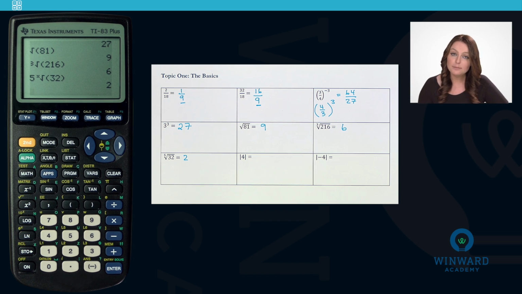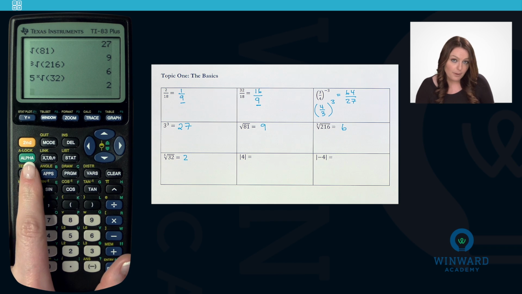Next one is the absolute value of 4. So you should know that an absolute value is always positive, right? It's defined as the distance from 0. But let's say that naturally that doesn't come to you right away and you need to use the calculator to help you. So how do we do the absolute value of 4?